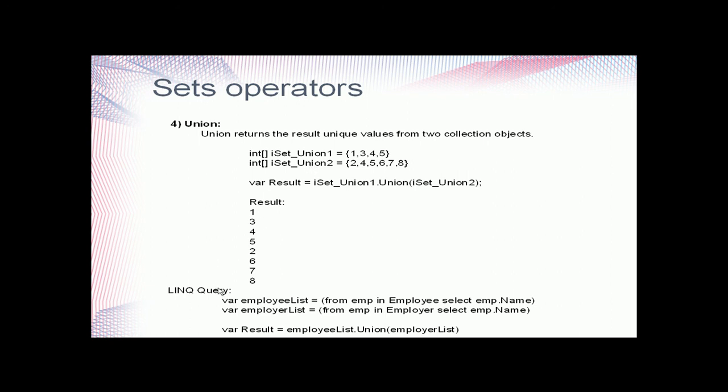In a LINQ context, if you have employee and employer tables, and you want to find the unique employee names from both the tables, you just use union. Same as we wrote using except and intersect, just use the union keyword instead of intersect.